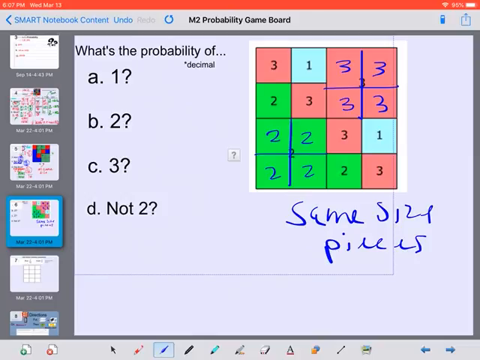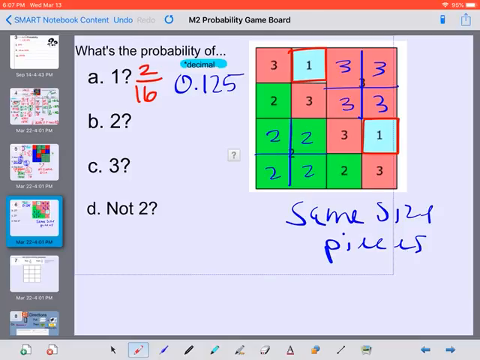So what's the probability of getting a 1? And they want us this time to write these as a decimal. So the 1s, we have 2 of those out of a total of, again, it's 4 by 4, 16 squares. So they want us to plug that in our calculator, write it as a decimal. 2 divided by 16 is 0.125.